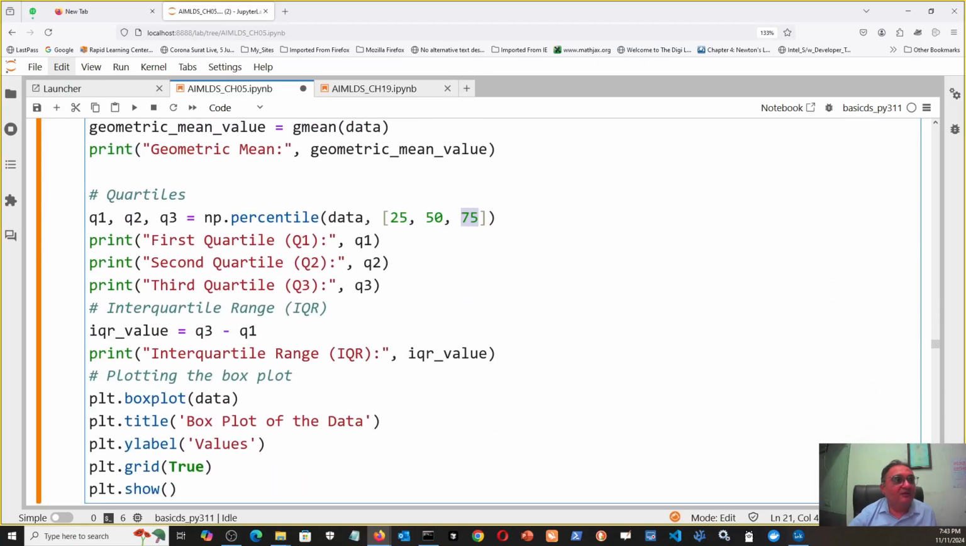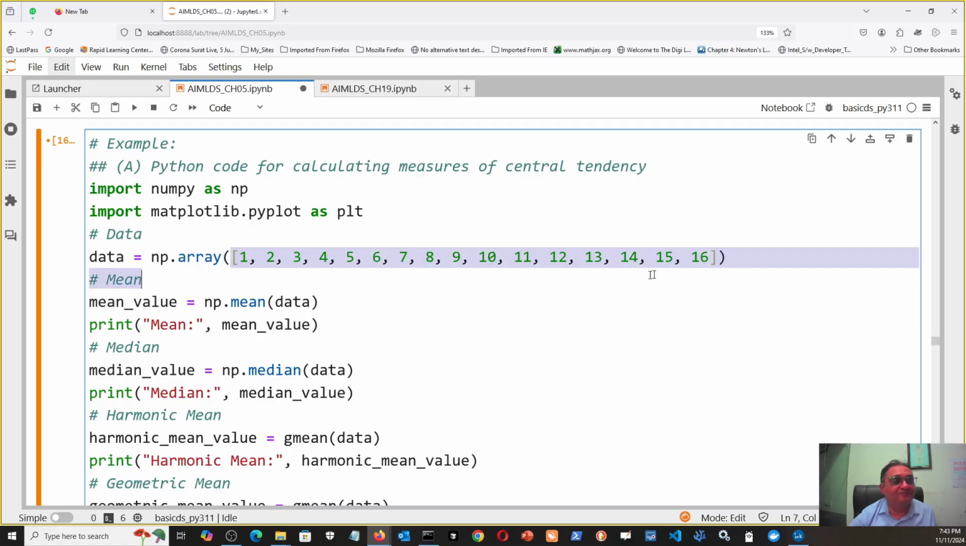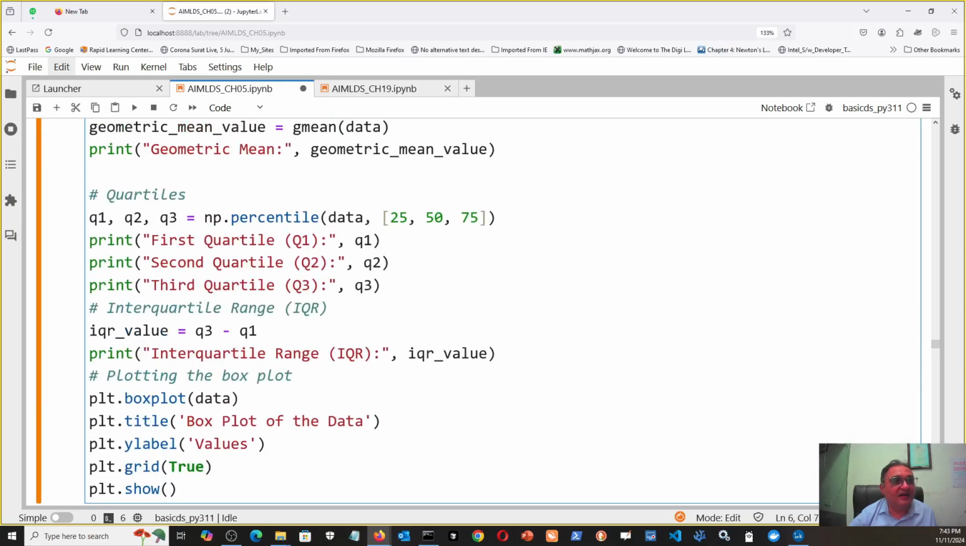And what is the first argument to np.percentile? My data. Here my data is these observations, and these are the percentile values which I want to find. So the right side will not give one answer but three answers: Q1, the first quartile, then Q2, the second quartile or median point, and then Q3, the third quartile.